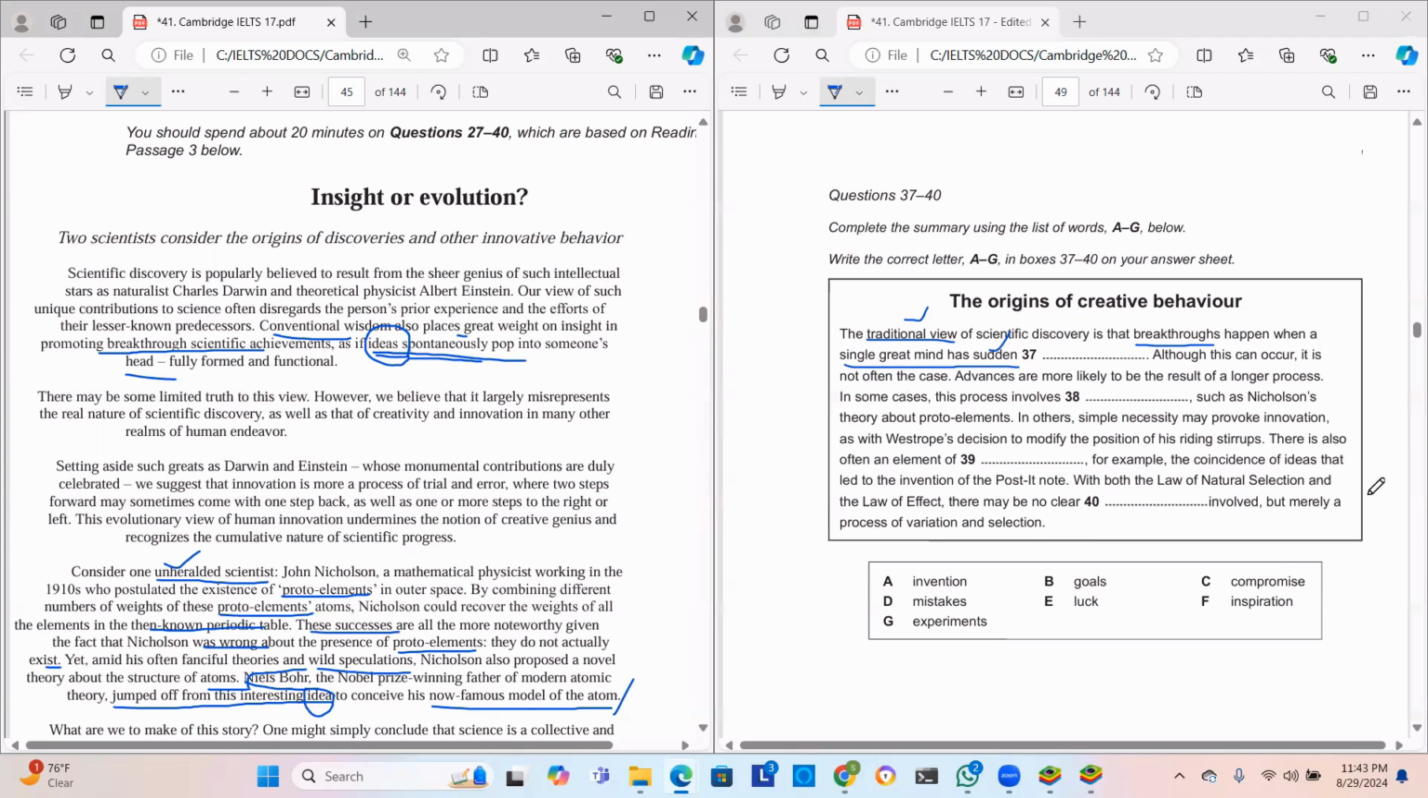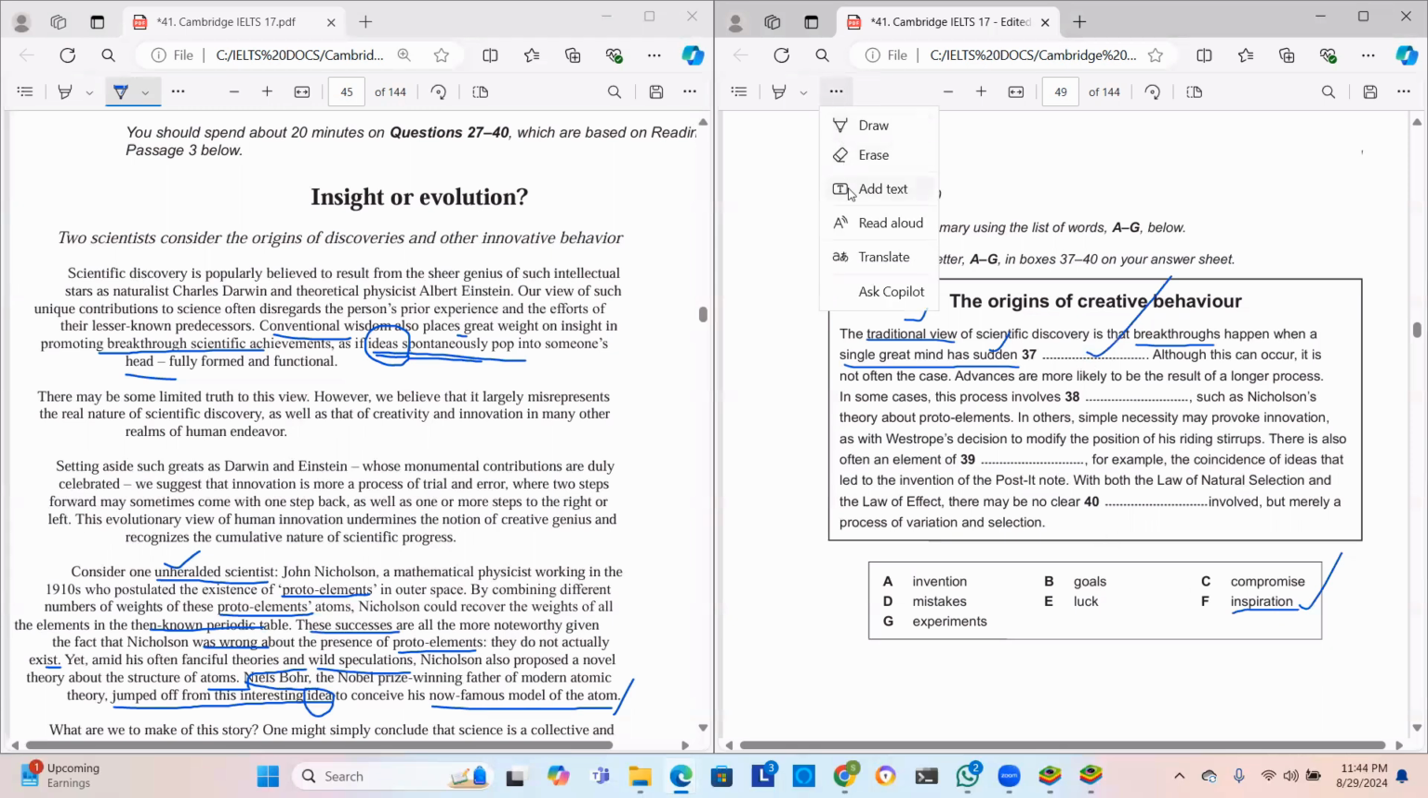So invention, goals, compromise, mistakes, luck, inspiration. I think inspiration is the better word. He did not give the exact word here, guys. You need to be careful. You need to see which word fits into this blank. Here it is given ideas, but ideas is not there in the matching list. So what will you do? You have to select a word which is close to ideas and which fits into this context. He paraphrased the whole sentence, right? So you need to select the right word. So inspiration, I think F is the right word here.